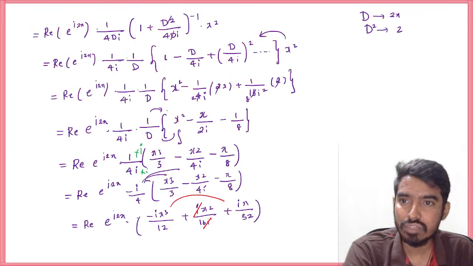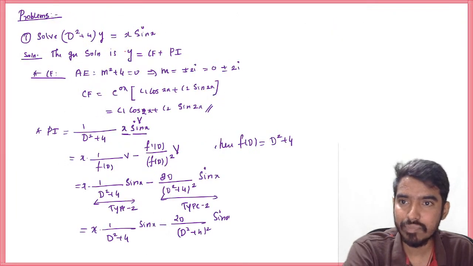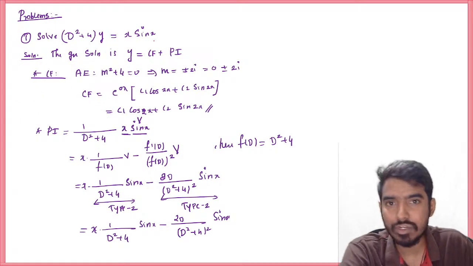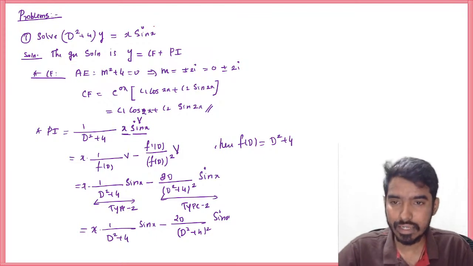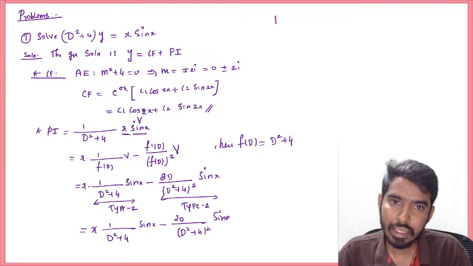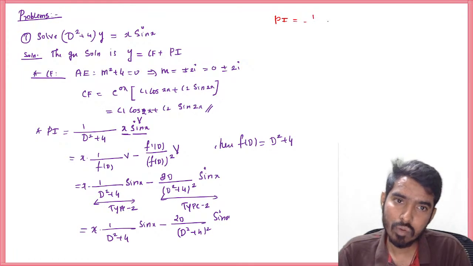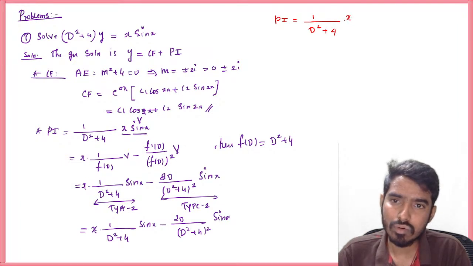See, you can do this problem also in this method. That is, we have solved the first problem in type 5, right? x into v. You can do the same problem like we did there. I do it now, right? So what is your PI? PI is 1 divided by D square plus 4 x into x into sin x, right?